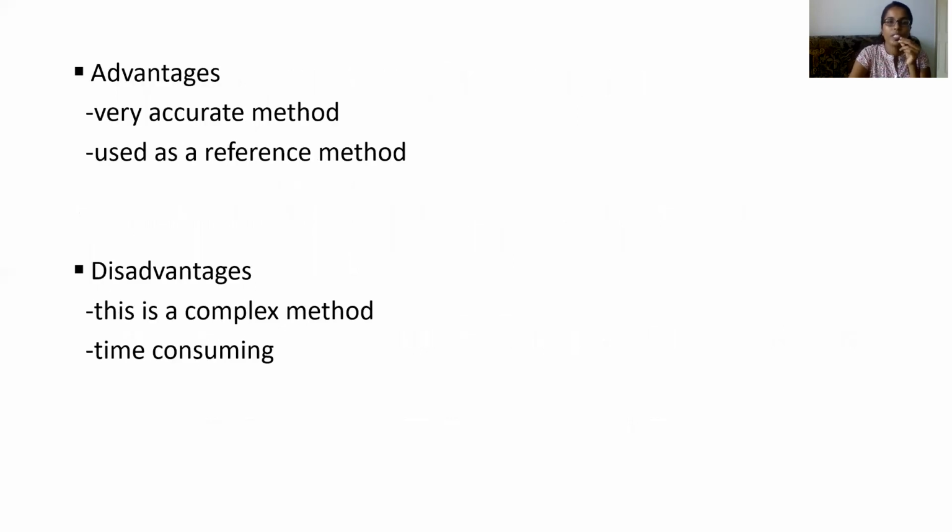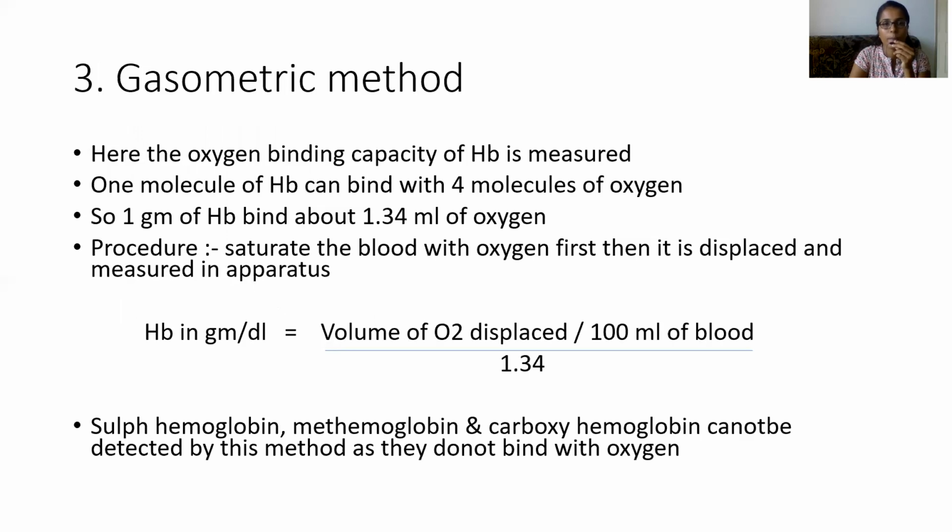The advantages of this technique are that it's a very accurate method, so it can be used as a reference method. The second point is disadvantages. As this is a complex method, it will take time for the completion of the test. First we need to precipitate the protein present in the blood. After that we have to separate the iron content of the hemoglobin. Then we need to indirectly calculate the hemoglobin content. So it is a bit time consuming procedure.